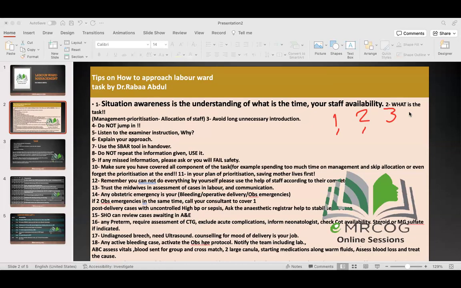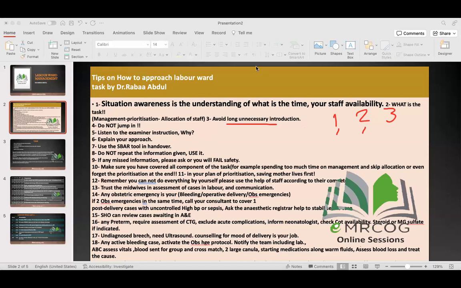The third advice that I will say is please avoid long unnecessary introductions. Long and unnecessary introductions will first waste your time. Secondly, you will not get any mark for it. Thirdly, it will give the examiner the impression that you are scripted. Okay, what is the meaning of scripted? Scripted means that you are reading a script, so they don't like this, of course, and this is something that will mark you down.